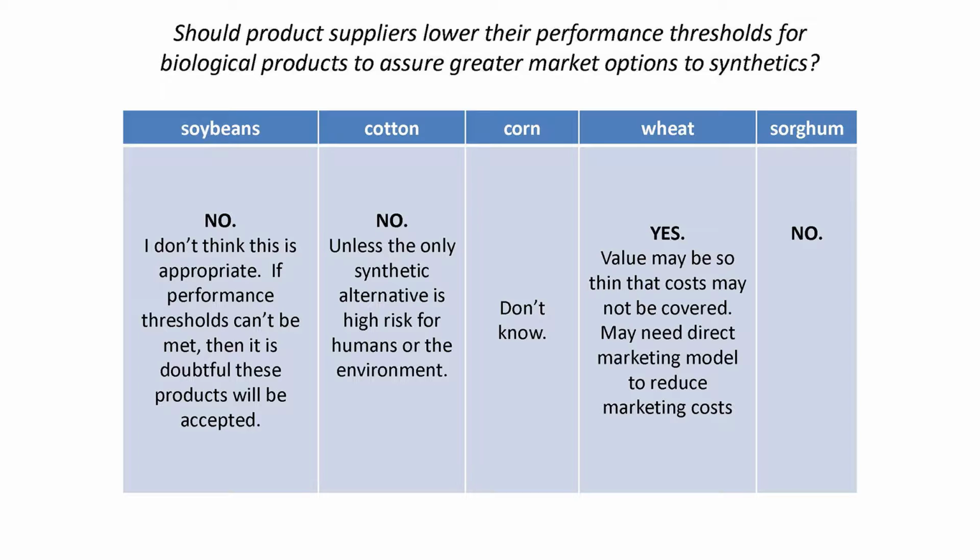Soybeans, I don't think it's appropriate to lower it. If performance thresholds can't be met, then it's doubtful these products will be accepted. Cotton was really insightful. Unless the only synthetic alternative is high risk for humans or the environment. You're going to see that's going to crop up in a subsequent slide. We believe that farmers are getting very sensitized to environmental impacts and very sensitized to health and personal risk of putting products on. Corn, again, this is the smartest guy in the room. He's being real honest. He doesn't know.